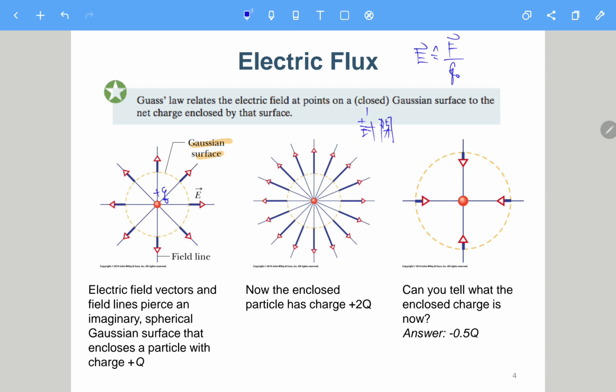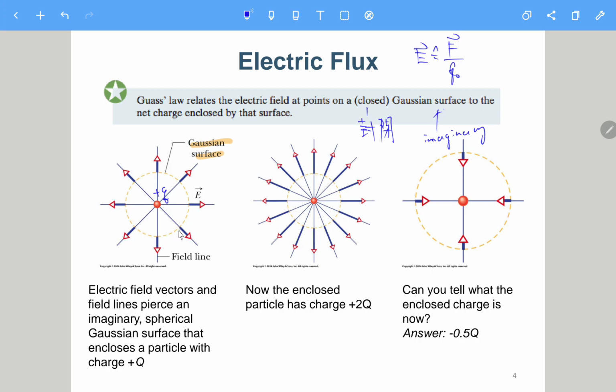Okay, so here we try to define a surface called a Gaussian surface. But actually, this Gaussian surface doesn't necessarily have to physically exist. It's just an imaginary surface. So we try to use the dotted line to stand for this Gaussian surface.